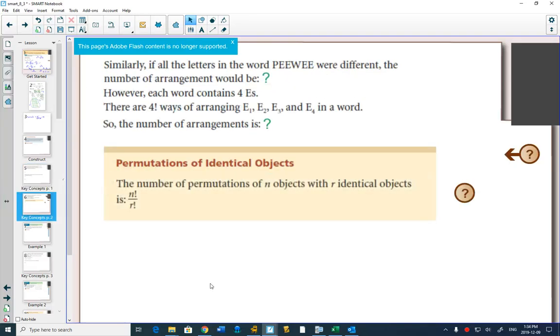In your textbook, they have the situation with just one, and they say permutations of identical objects. If you have n objects and r of them are identical, the example that they have is Pee-wee. You have 6 objects. Normally, that could be arranged in 6 factorial ways. But because the e's are identical, you would have to divide by 4 factorial for all the different ways that you could imagine those e's differently.